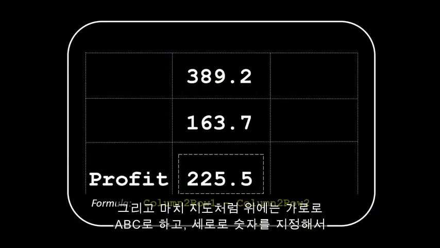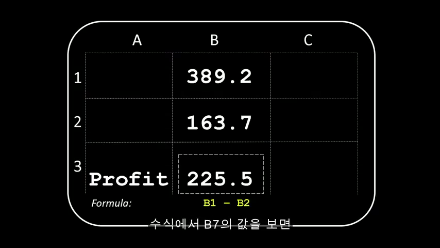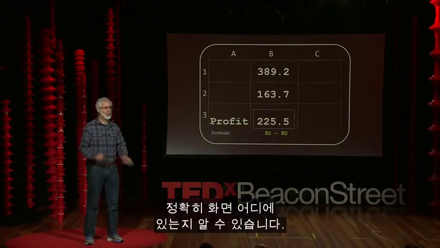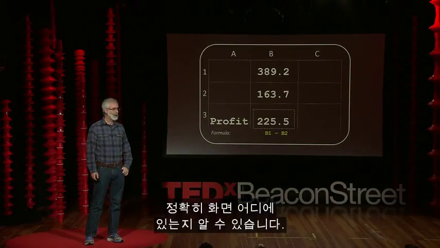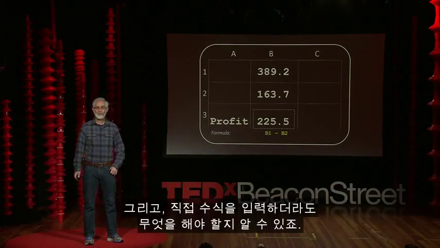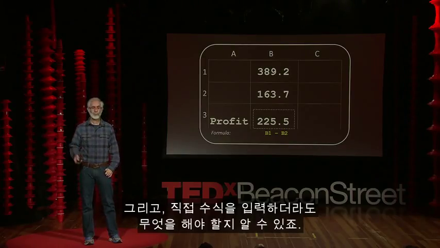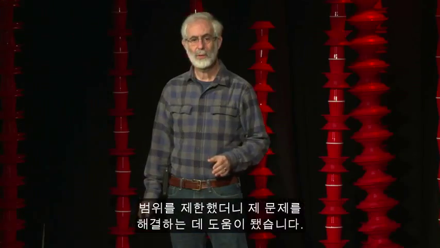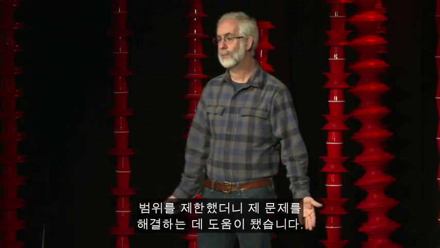And if I did it like a map and put ABC across the top and numbers along the side, if you saw B7 in a formula, you'd know exactly where it was on the screen. And if you had to type a formula in yourself, you'd know what to do. Restricting you to a grid helped solve my problem.